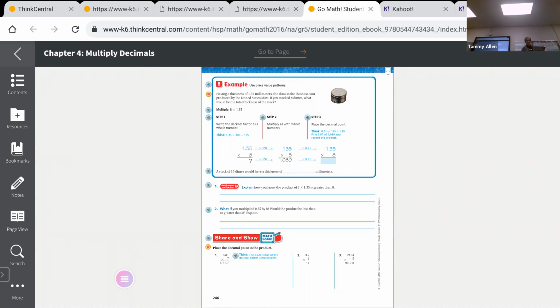Now, here's going to be your job. You come up with an estimate by rounding and decide where the decimal point needs to go. That's all you have to do tonight. Okay? Just those. That's it.